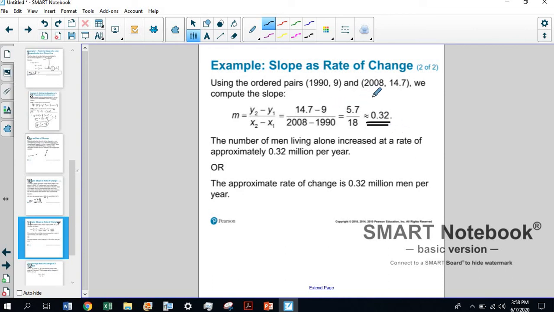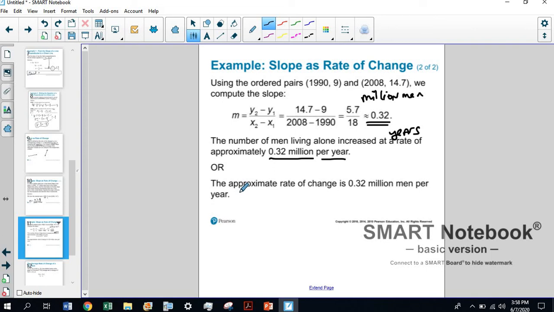Well, you had, on top, you had what? Million of men, and on the bottom you had years. So the rate of increase is 0.32 million men per year, or the approximate rate of change is 0.32 million men per year. Okay, so about 1/3 of a million men per year increase in living alone over that 18-year period.